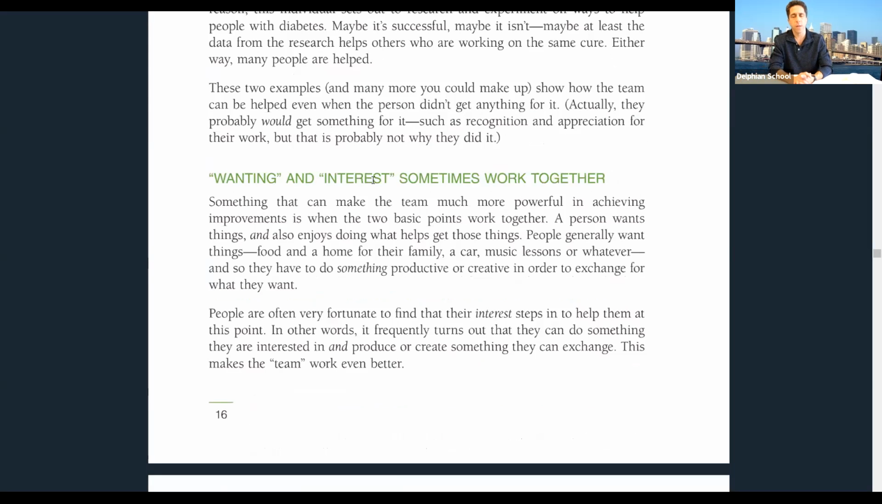These two examples and many more you could make up show how the team can be helped even when the person didn't get anything for it. Actually, they probably would get something for it, such as recognition and appreciation for their work, but that is probably not why they did it.